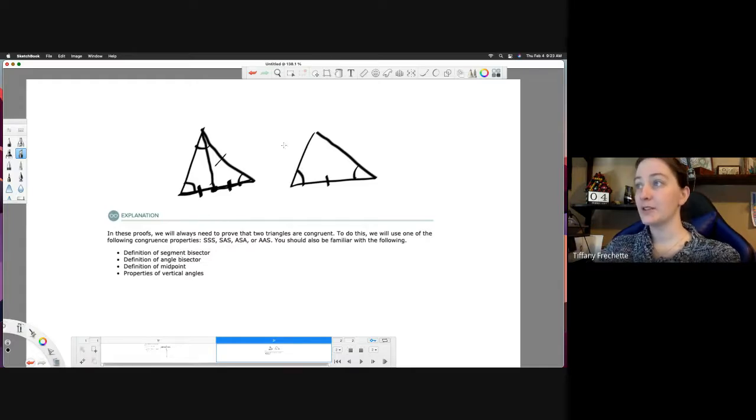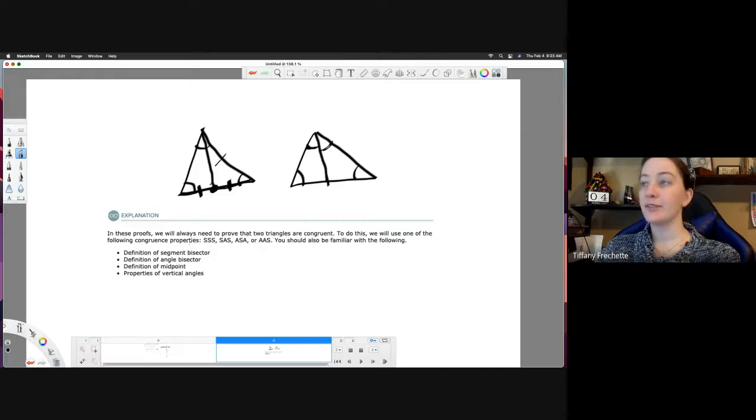Angle bisector, so I'm going to draw that on this one. So we have another line like this, but instead of cutting the line in half here, even though it might look like it is, we're cutting the angle in half that it's coming from. So angle bisector, cutting an angle in half. Midpoint, which I was just saying too, if it's a segment bisector, that is a midpoint. It's in the middle of the line.